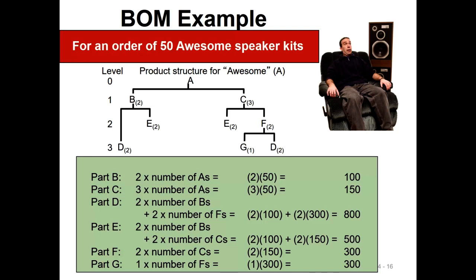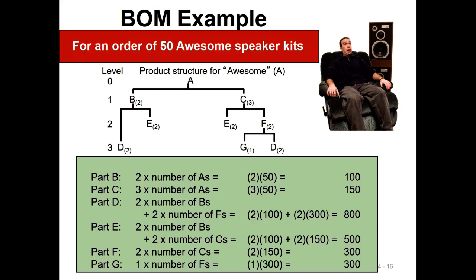But for D, when you look at over here, D is under B, but D is also under F. So in order to make 1 B, you need 2 Ds. So now how many Bs? We have 100 Bs, and then for 100 B, you need 2 times 100. So this meets the requirement of B.